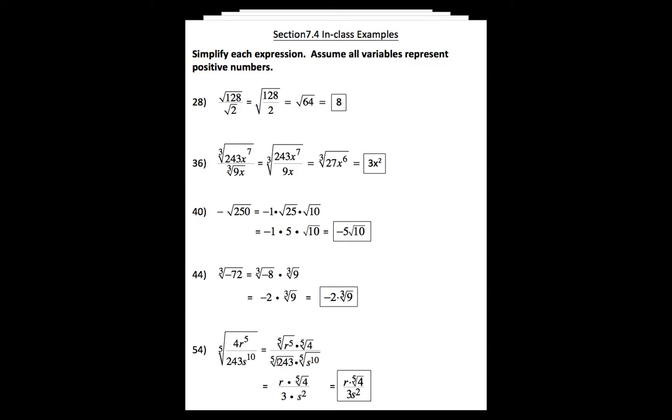So if we simplify the three perfect fifth roots, we'll end up with r in the numerator, 3 in the denominator, and s squared in the denominator. And if we multiply all of our simplified parts together, we come up with our solution. R times the fifth root of 4, all divided by 3s squared.